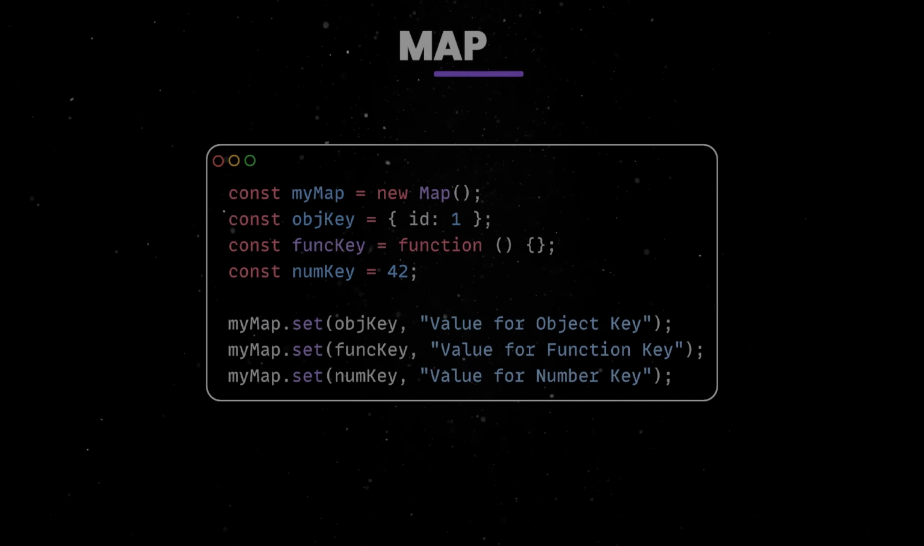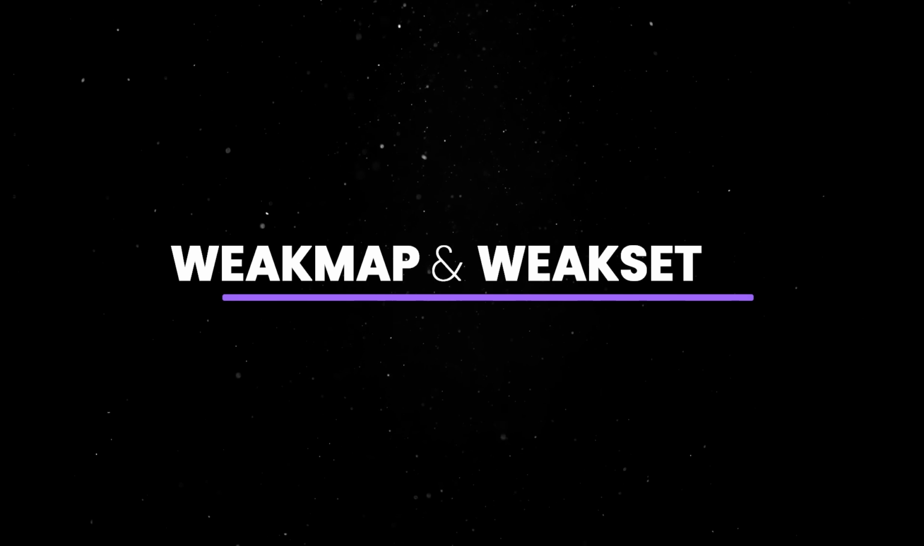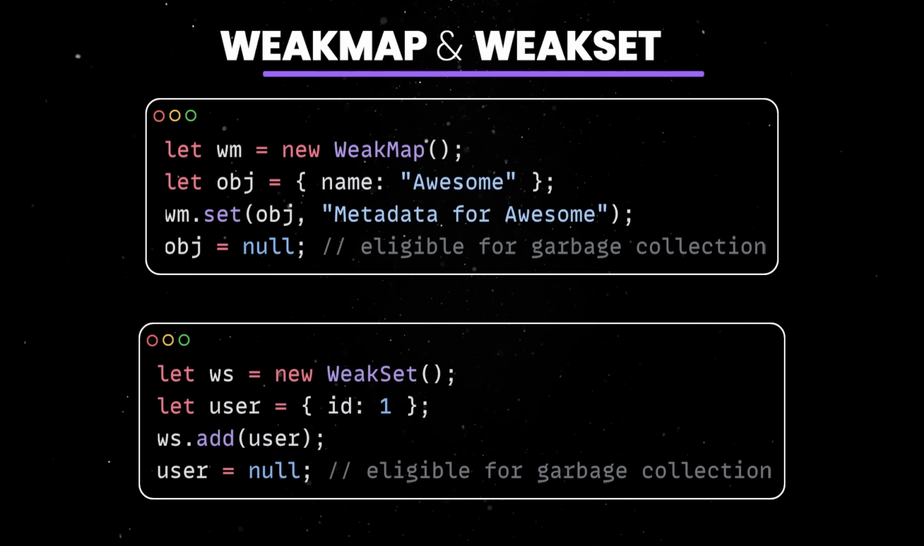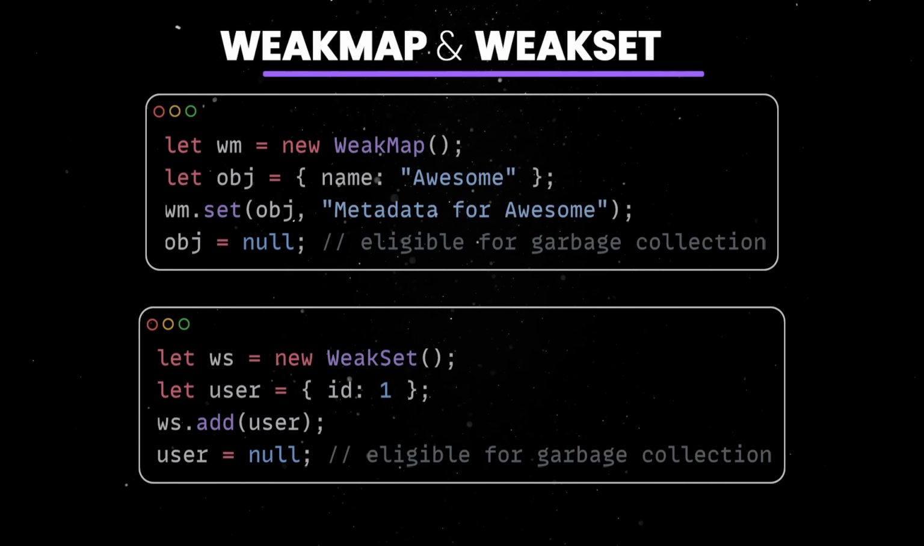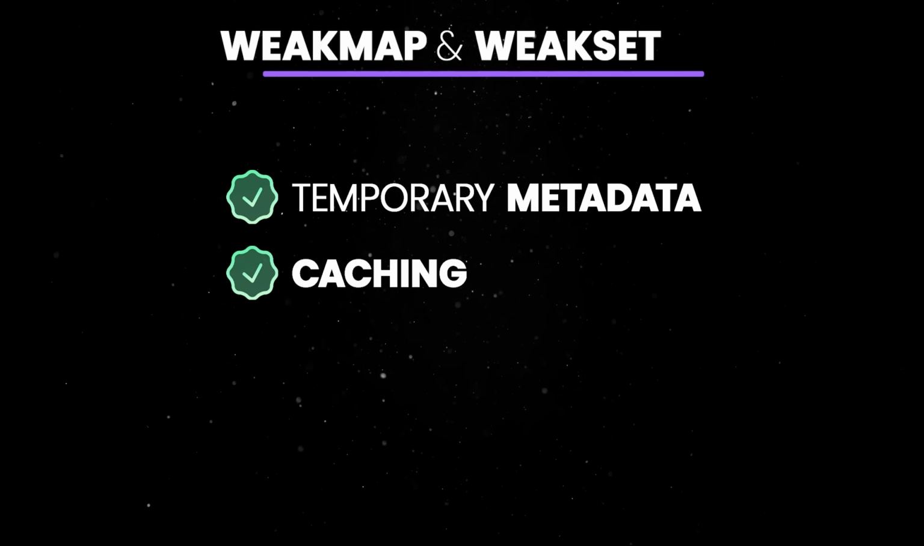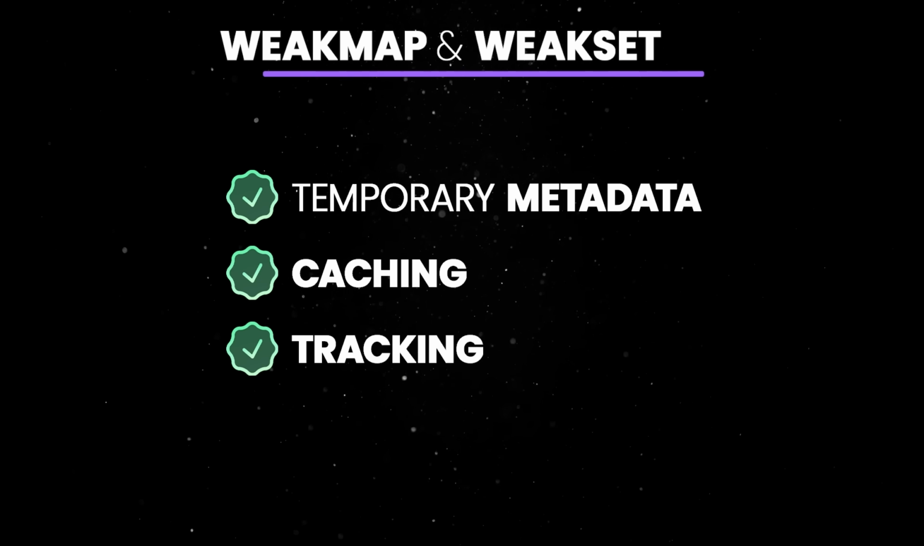Unlike objects, which can only use strings or symbols as keys, map allows keys of any type, including functions and objects. WeakMap and WeakSet extend these structures by allowing keys to be garbage collected when they are no longer referenced elsewhere in the code. This makes them ideal for managing temporary metadata, caching, or tracking objects without preventing them from being cleaned up.